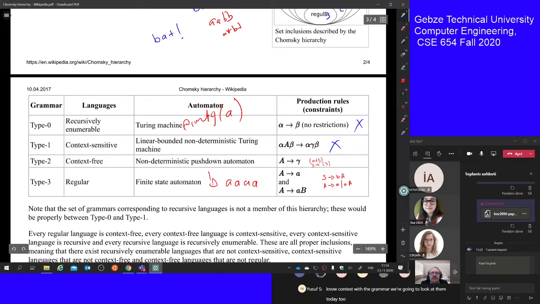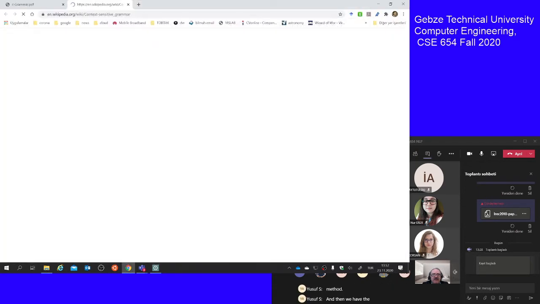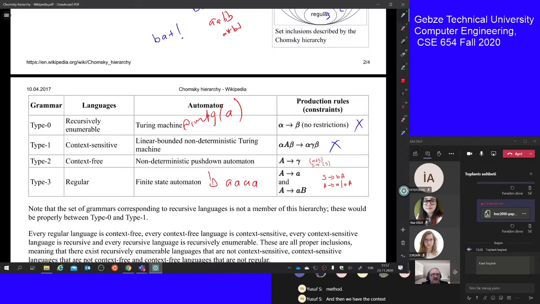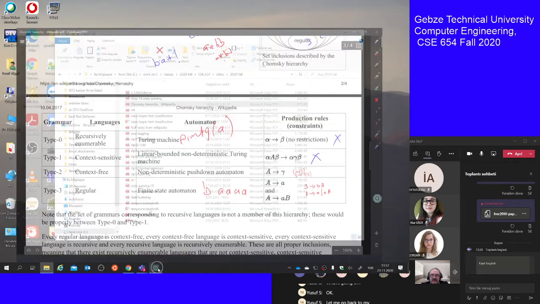To parse a context-free grammar, we need a non-deterministic push-down automaton. It's a finite state automaton, but it has a memory. It has a stack with it. And then we have the context-sensitive languages and recursively enumerable languages. So we are going to look at them one by one. Let me go back to my slides.